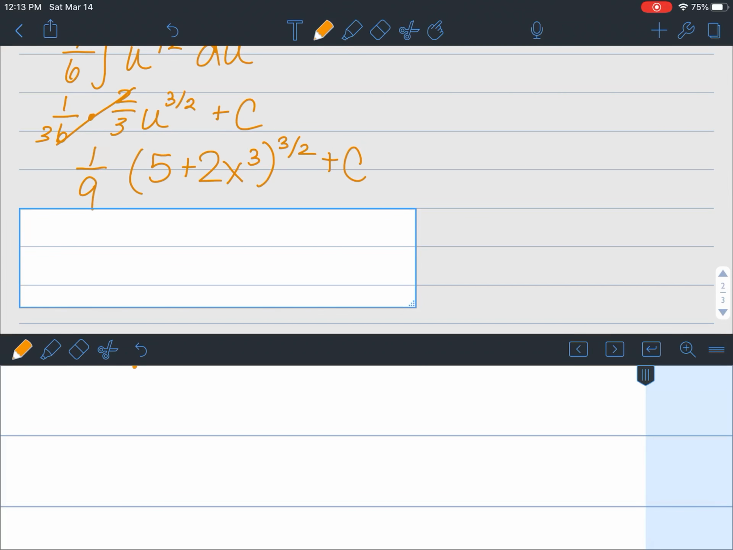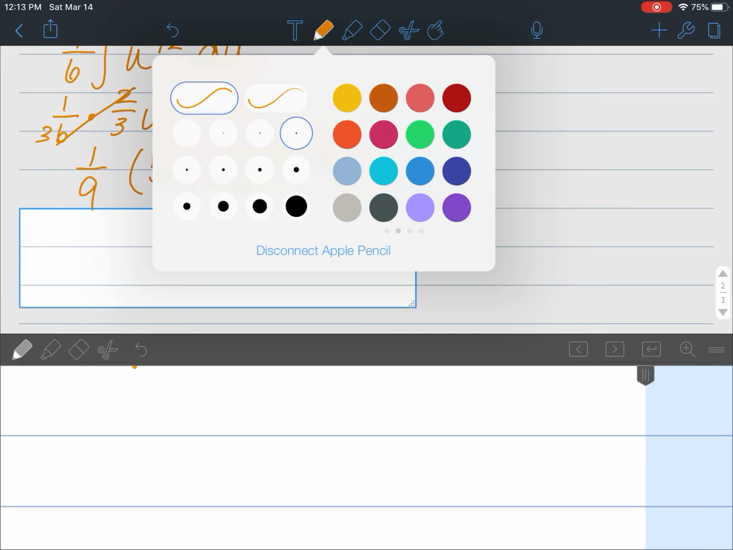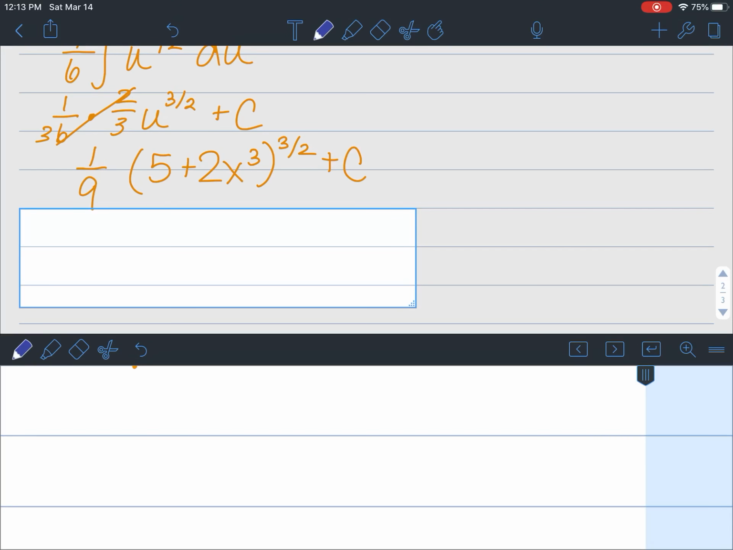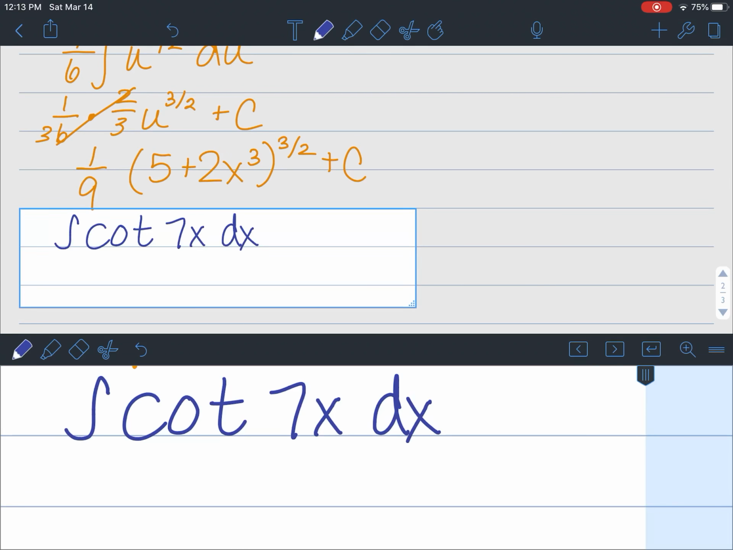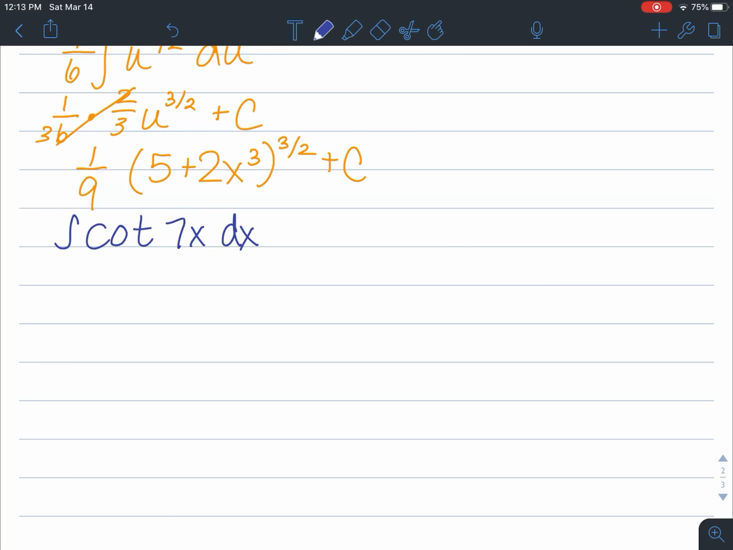So right now it's time to start a new problem. I do not remember doing this one in class with you guys, so this one's going to be new. Okay, ready? We're going to have the integral of the cotangent of 7x dx. I have so many issues with this. I mean, where are we even going to start?